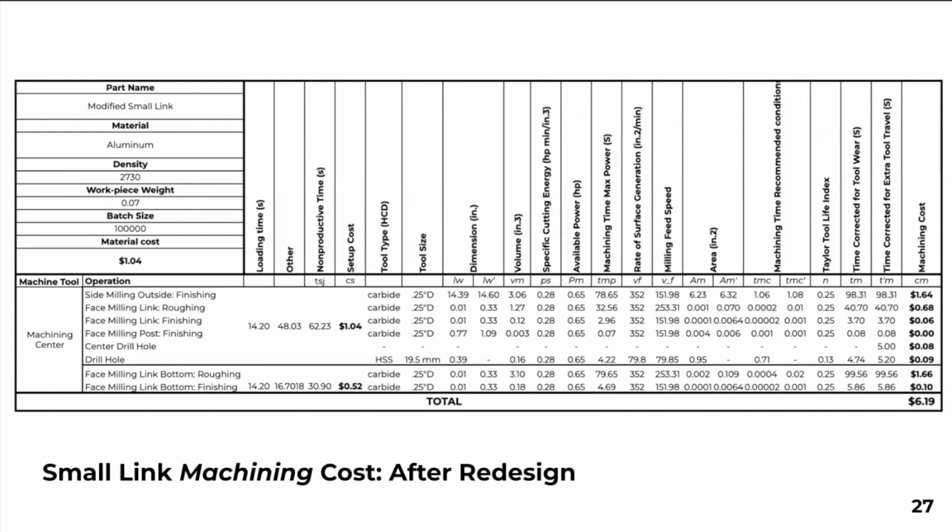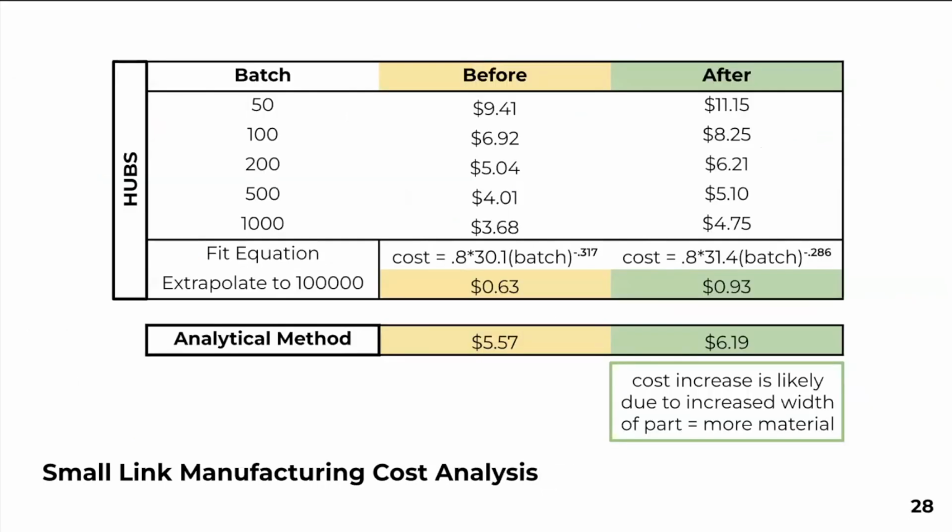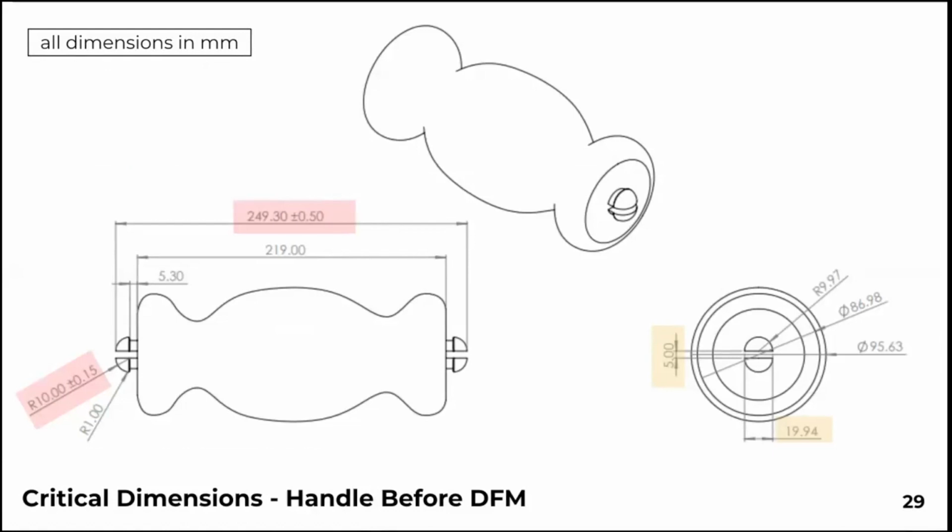Performing a part cost analysis using Protolabs network by hubs yields the same result, with part cost jumping from 63 cents to 93 cents, likely due to extra material cost from widening the part width. This discrepancy between the analytical estimate and the quote from hubs is likely due to the far extrapolation of batch size from 1,000 to 100,000 parts. We further used our process selection methods to analyze our redesigned handle.